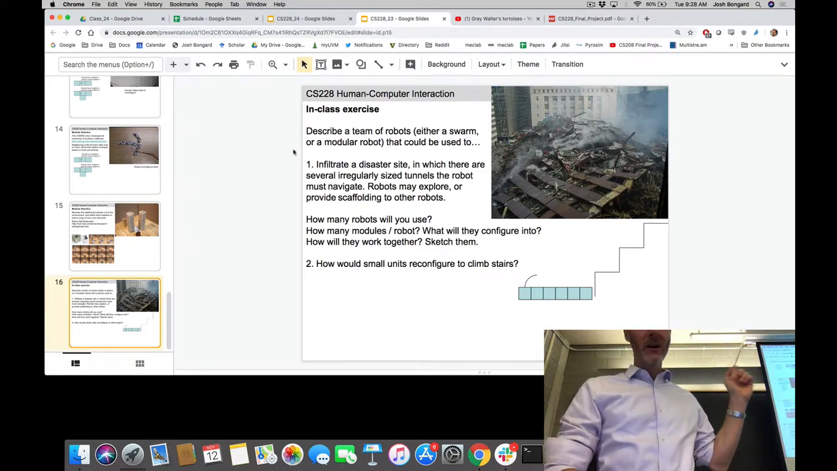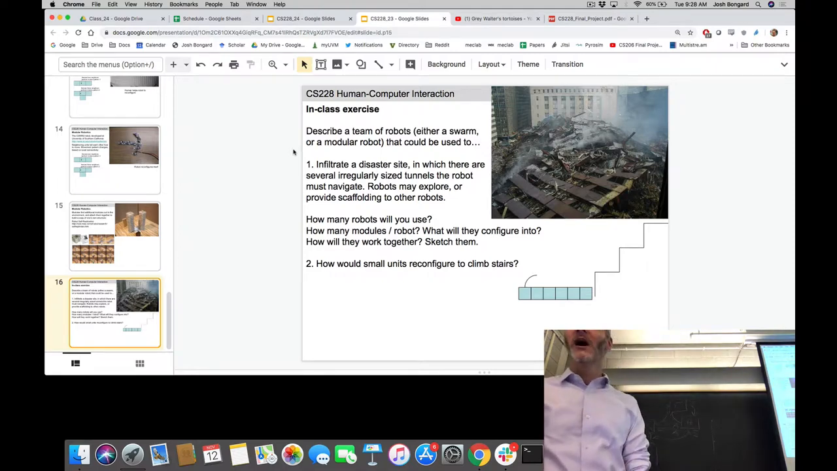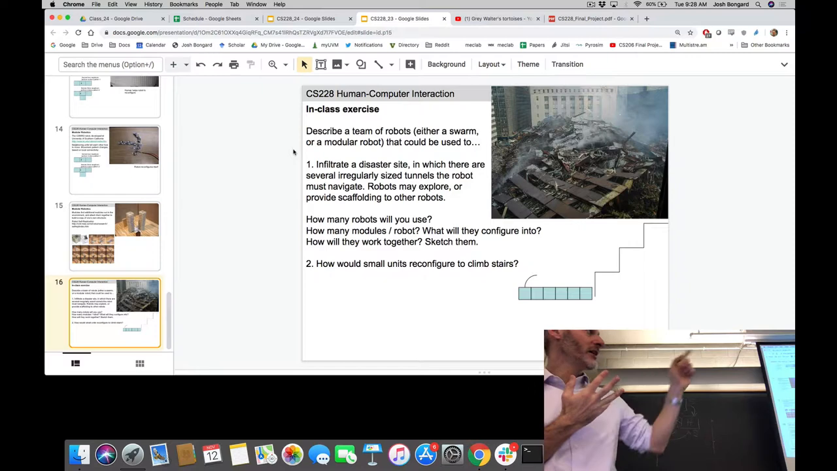And with a neighbor, I'd like you to sketch out a simple robot using modular robots or a swarm of robots where either they're running some version of the Boids algorithm or a Braitenberg vehicle where they can infiltrate a disaster site. And there's a photo to give you an idea about the kinds of physical context that exists in a disaster site. We want to create robots that can move into the rubble and detect human survivors and report the positions in the rubble of human survivors back to a human rescue team.